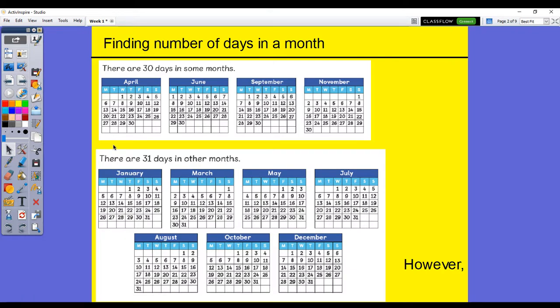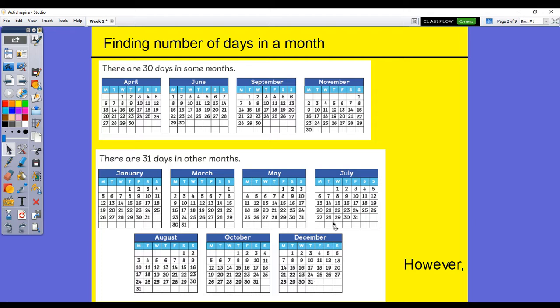So there are 30 days in four months: April, June, September and November. And there are 31 days in the other months: January, March, May, July, August, October and December. So hopefully you grouped your months into how many days there are and you've worked out 4 months had 30 days and 7 months have 31 days.